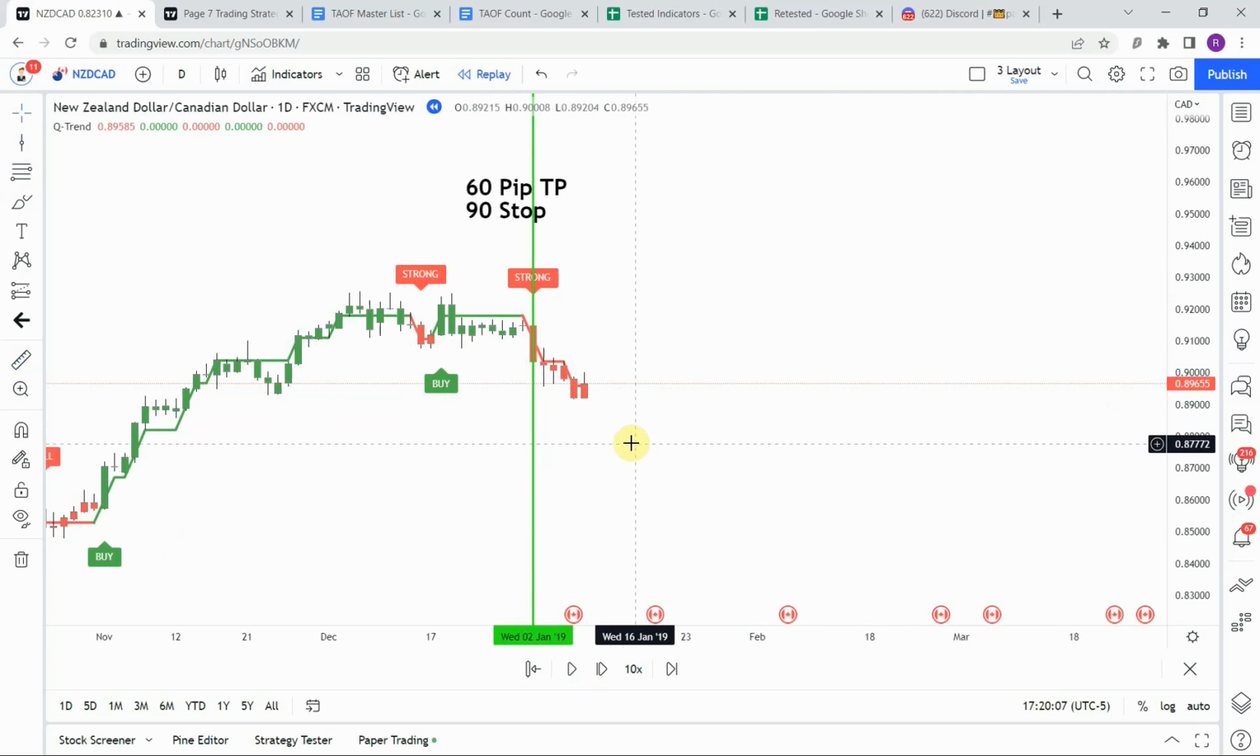All right, so the first signal they pick up is a short signal. We get this tag right here. It is one of the strong red tags, and you can see that we get a really nice push to the downside there right after we get that signal. Let's go ahead and continue on.